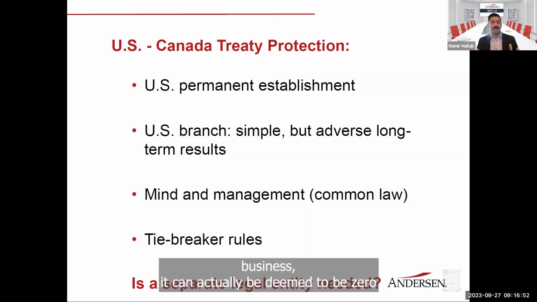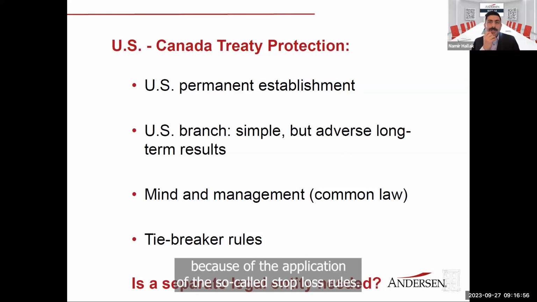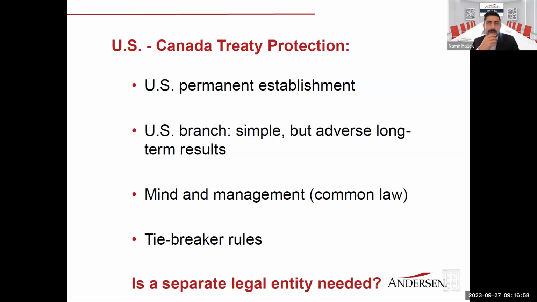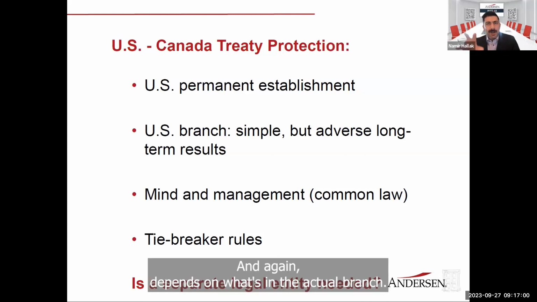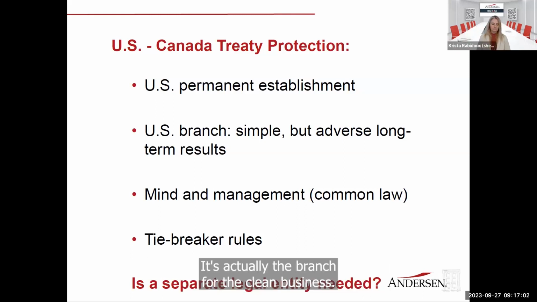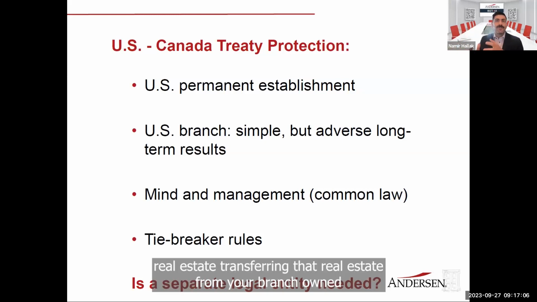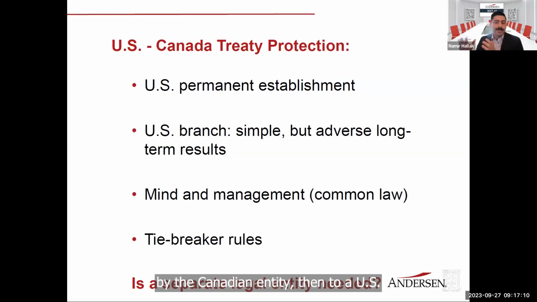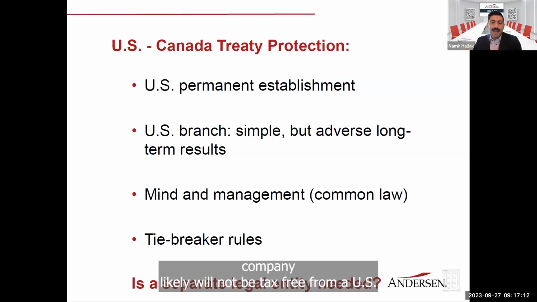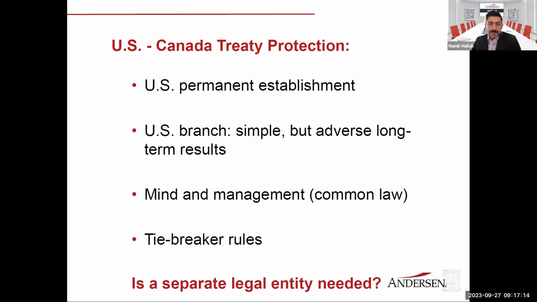And then the other way to look at it too is if there are losses in that branch from your US business, they can actually be deemed to be zero because of the application of the so-called stop-loss rules. And again, it depends on what's actually in this branch for the Canadian business. But if you also have US real estate, transferring that real estate from your branch owned by the Canadian entity to a US company likely will not be tax-free from a US perspective.